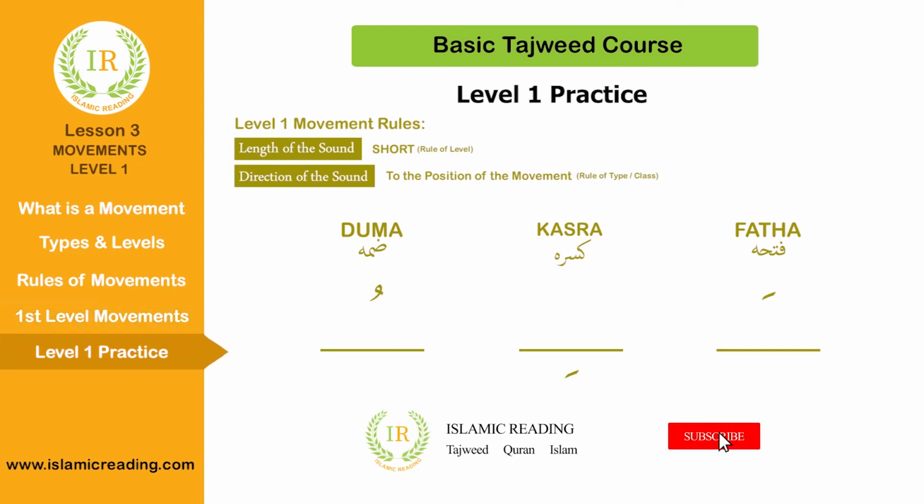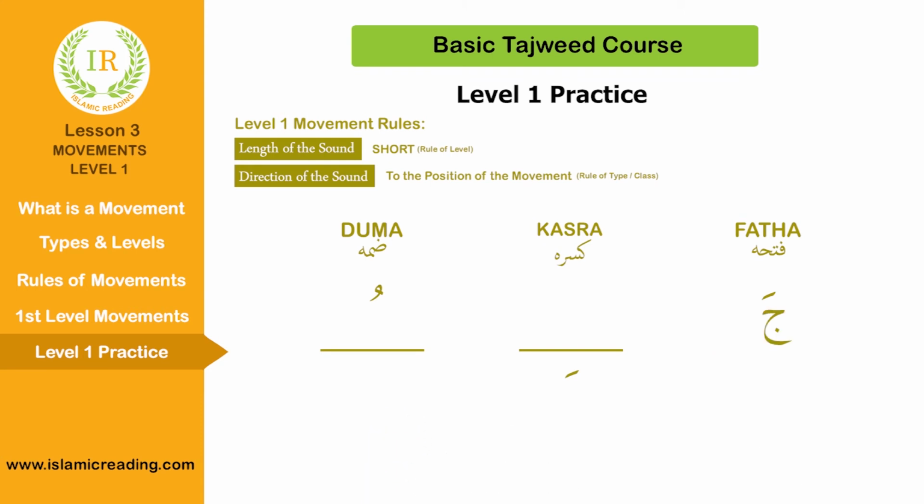Let's practice the first level movements with some letters. We know that to pronounce a letter with the movement, we use the first phonetic of the letter. So for Jim, the first phonetic is J, and to pronounce it with the fatha, the sound is going to be short and up, it will be Ja. With the kasra, the sound will be short and down, it will be Ji. And with the dhamma, the sound is going to be short and rounded. It will be Ju.